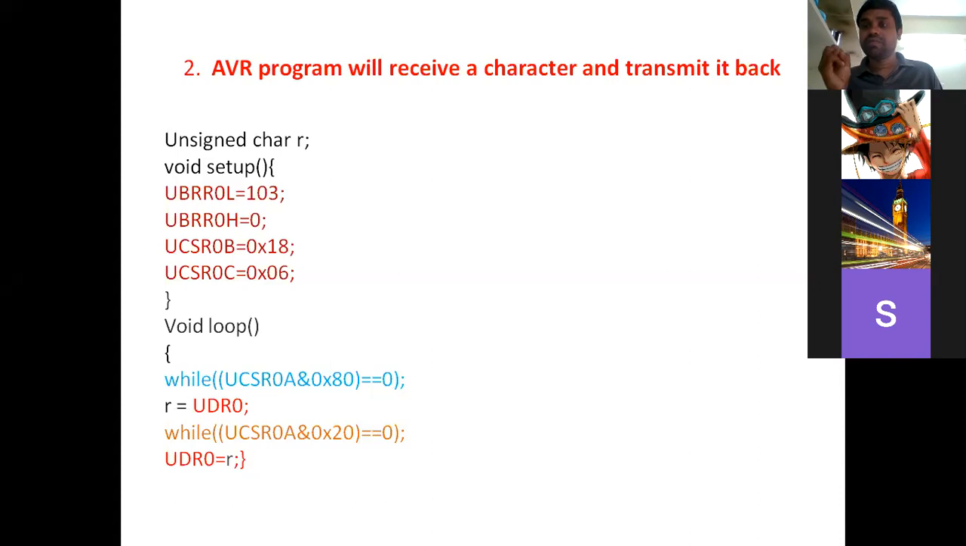You should remember only one thing: for reception, we AND with 0x80. For transmission, we want to check UCSRA and with 0x20 to see whether the buffer is empty or not. This is the case for the echo program.